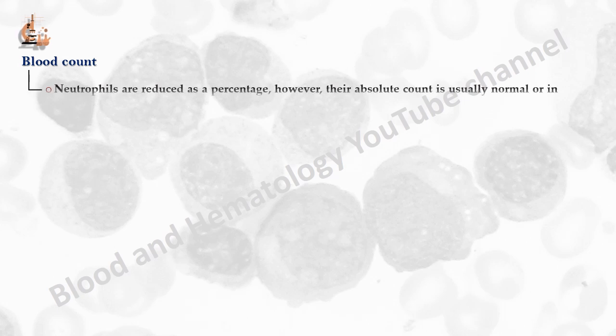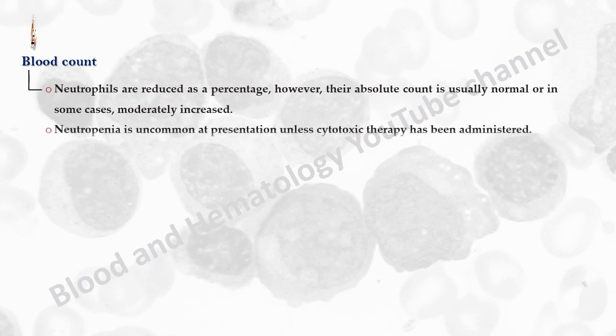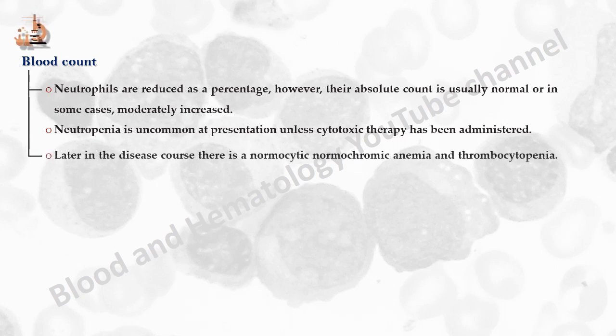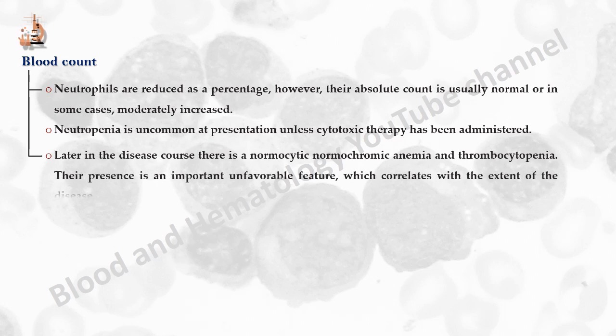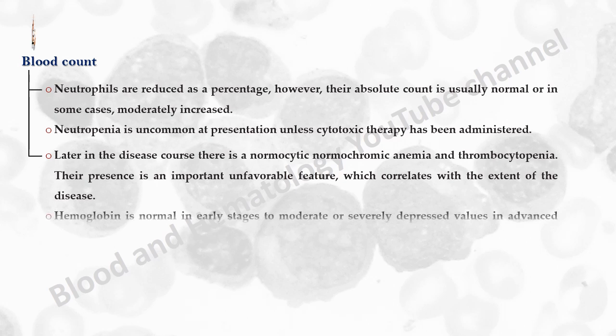Neutrophils are reduced as a percentage, however, their absolute count is usually normal, or in some cases moderately increased. Neutropenia is uncommon at presentation unless cytotoxic therapy has been administered. Later in the disease course there is a normocytic normochromic anemia and thrombocytopenia. Their presence is an important unfavorable feature which correlates with the extent of the disease. Hemoglobin is normal in early stages to moderately or severely depressed in advanced CLL.